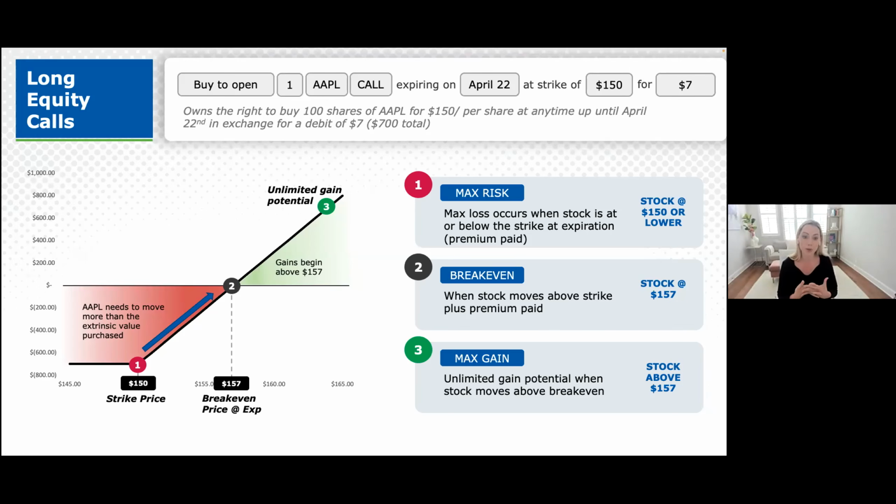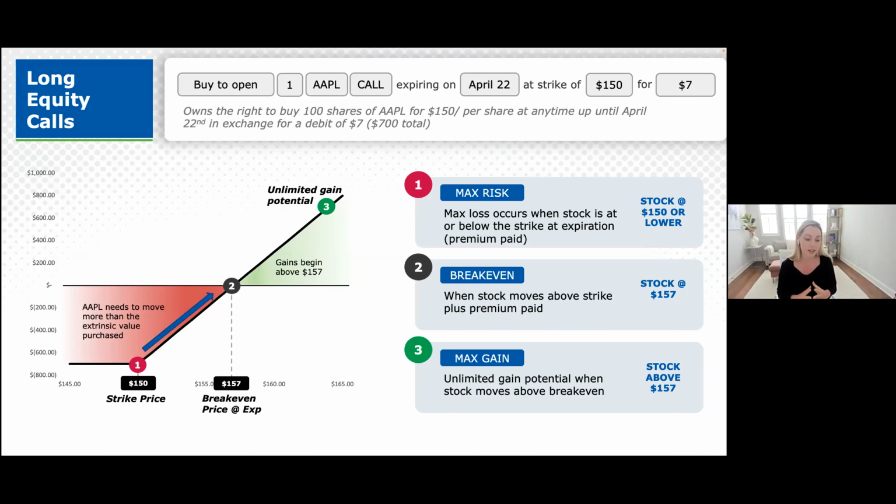So if I were to have a long equity call, I would enter into the trade as buying to open one Apple call expiring on April 22nd. Let's assume that's 30 days from now, and it's a strike price of 150. These are real prices. Apple is not at 150 anymore, but it was at one point when this was taken. And that's for a premium of $7.